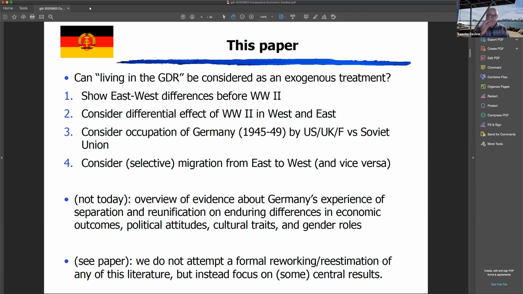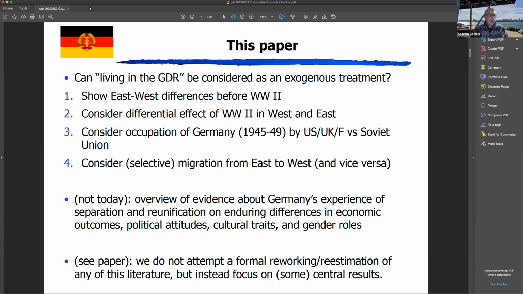Now, what we do in this paper is to ask whether indeed living in the GDR can be considered as an exogenous treatment. What we will do is to first show that there are East-West differences already before World War II. And then we will also show some evidence that maybe the war itself differentially affected West and East. Then before the two Germanys became states, they were occupied, the western part by the US, the UK and France, the East by the Soviets. And also in that period, maybe the two halves were treated differently.